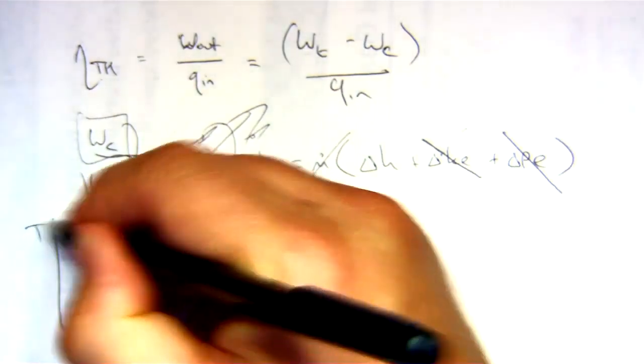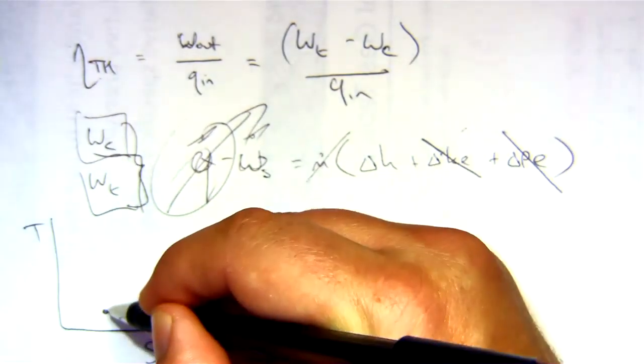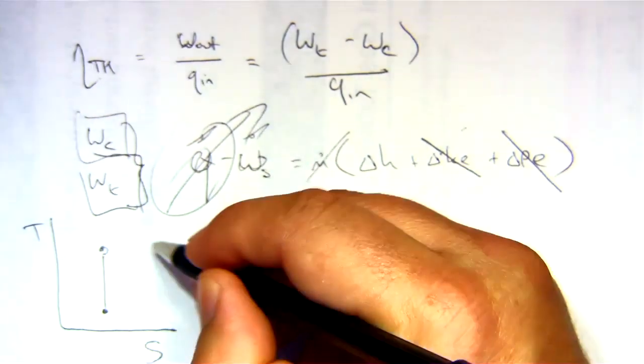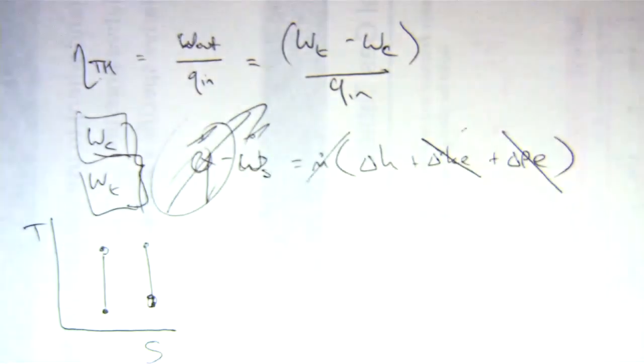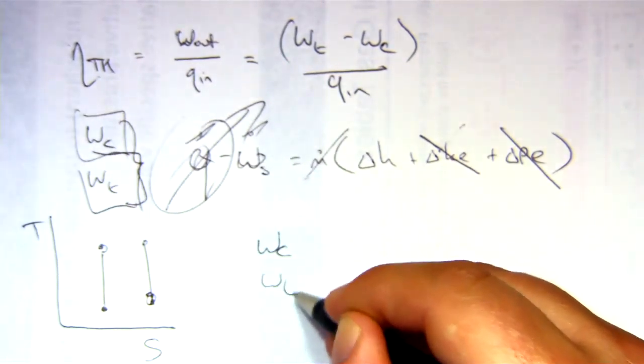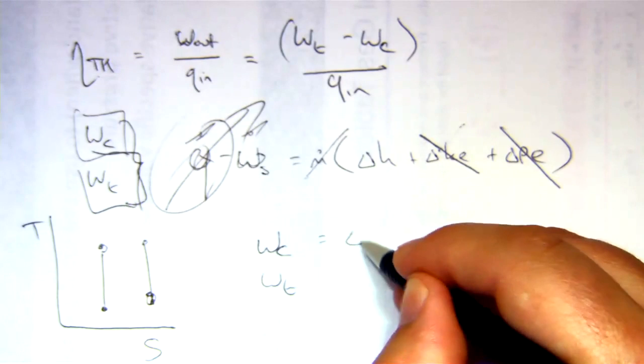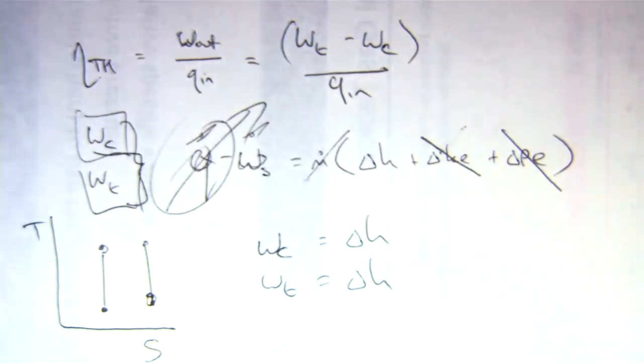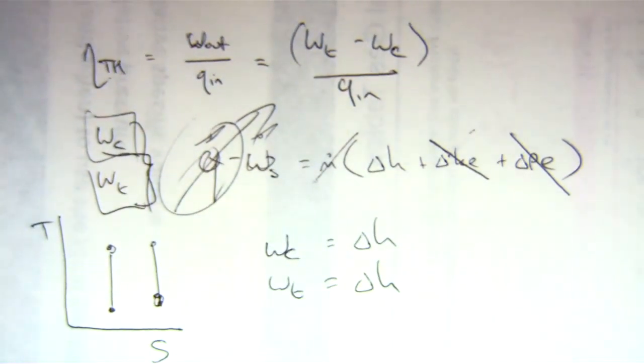Remember on the TS diagram, we drew these guys as compressor and turbine. No heat transfer under a straight vertical line. So what I've now got is work compressor and work turbine equals delta H. And I told you that we were working with an ideal gas. So instead of delta H, what can I use? CP delta T. Why not CV delta T?